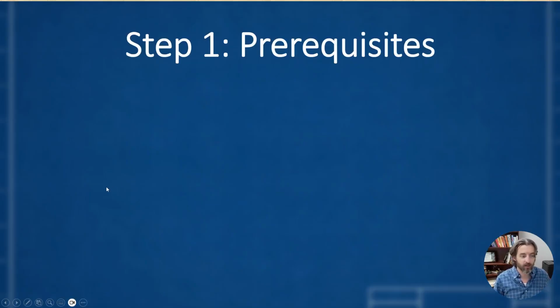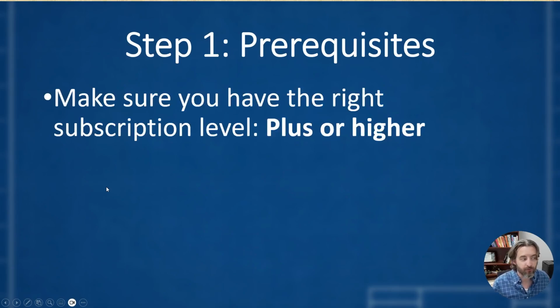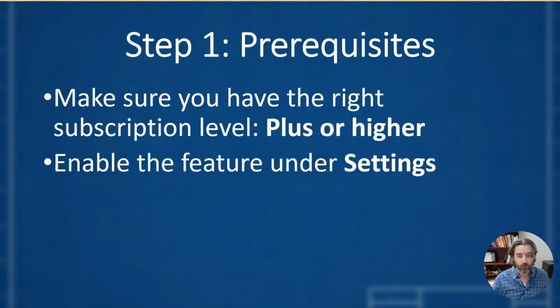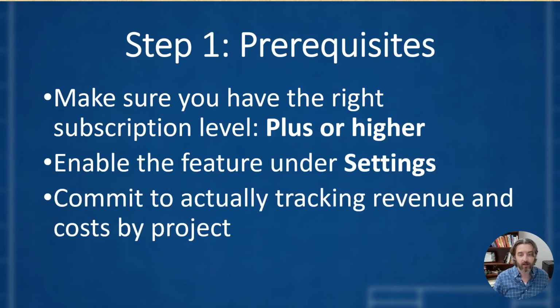We're going to get into a couple prerequisites here. First, you got to make sure you have the right subscription level. I'll show you how to check your subscription level and how to upgrade. You got to have Plus or higher in order for this to work. And you got to enable the feature under settings, which I'll show you right now. But most importantly, you have to actually commit to tracking your revenue and cost by project. Otherwise, there's no sense in setting this up in the first place.